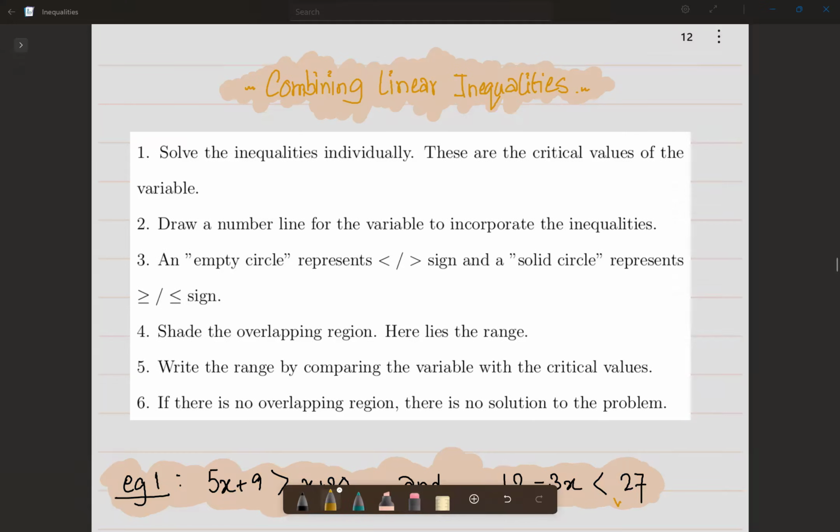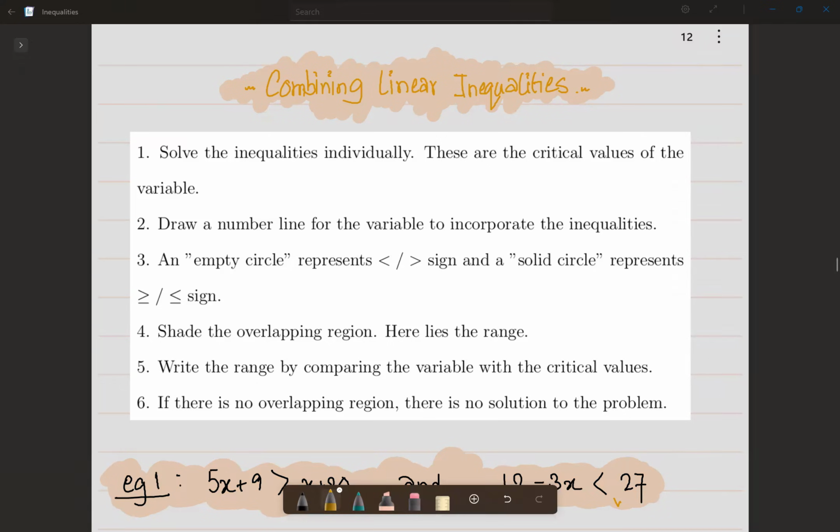Welcome back, students, to the third video of this playlist where we will be learning about how to combine linear inequalities. In the previous videos, we have seen how to solve linear inequalities and quadratic inequalities. In this one, we will talk about solving linear inequalities where we have more than one inequality to deal with.